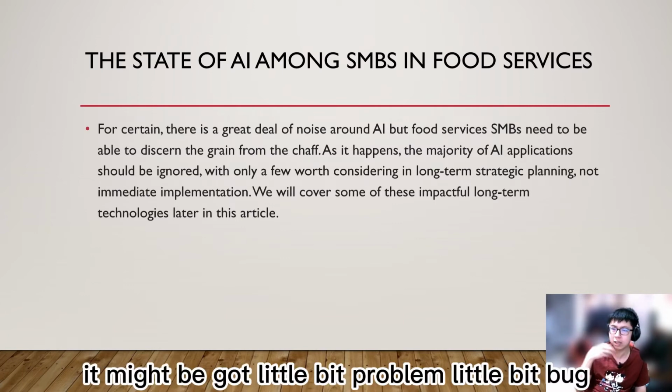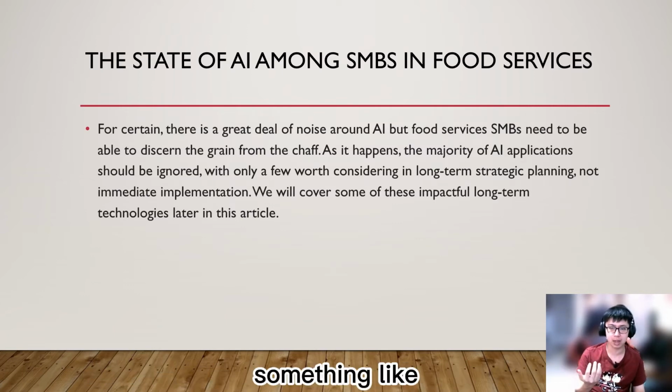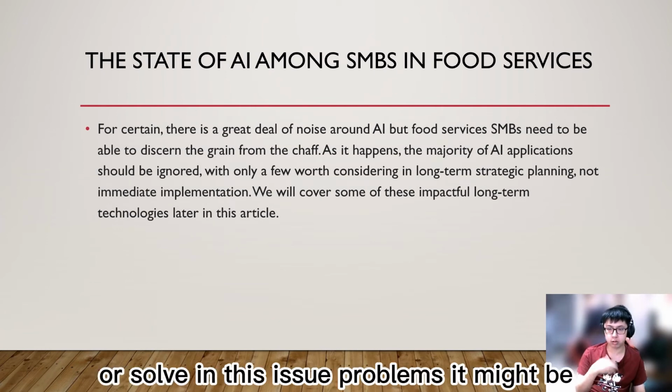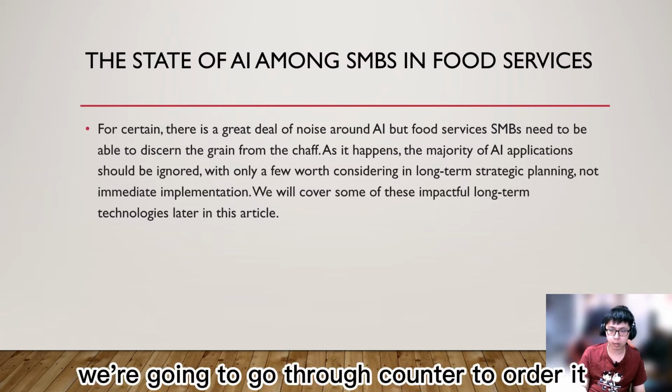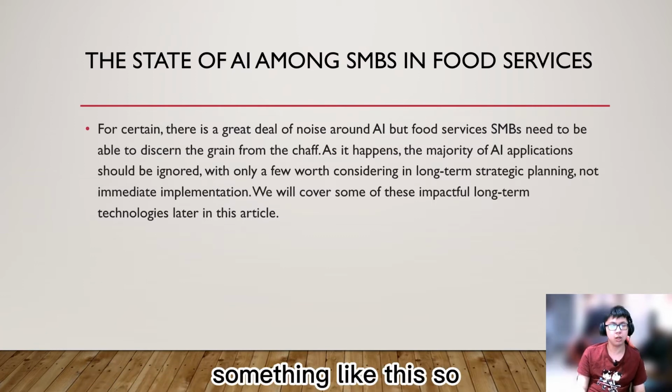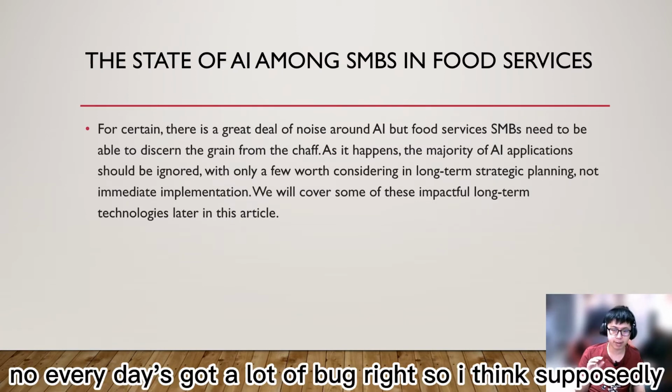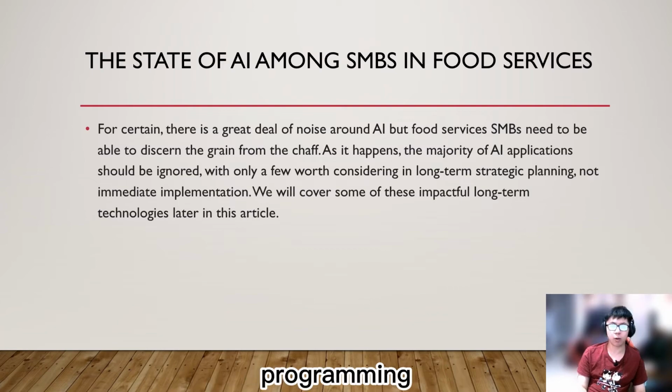It might have a little bit of a problem, a little bit of a bug, like machine problems, where you want to solve the issue manually. It might be that you want to use a counter to order instead. Nowadays there might be a little bit of a bug, but not every day are there a lot of bugs, right? So I think you would want something like programming.